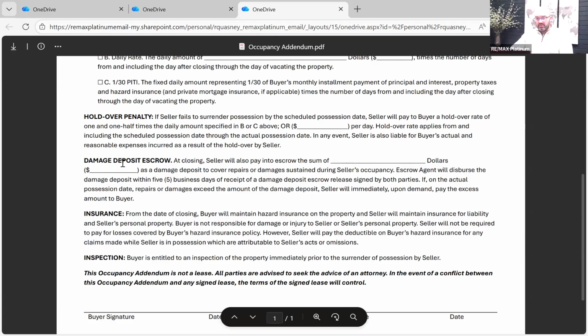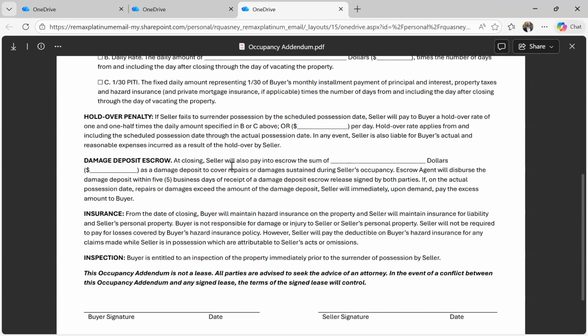And this damage deposit escrow is to cover if there's any change in condition between the closing date and the possession date. That's my interpretation of it, because the idea that a furnace going out is part of normal wear and tear, that's not how the purchase agreement treats it. And I don't think then that the occupancy addendum should treat it any differently.